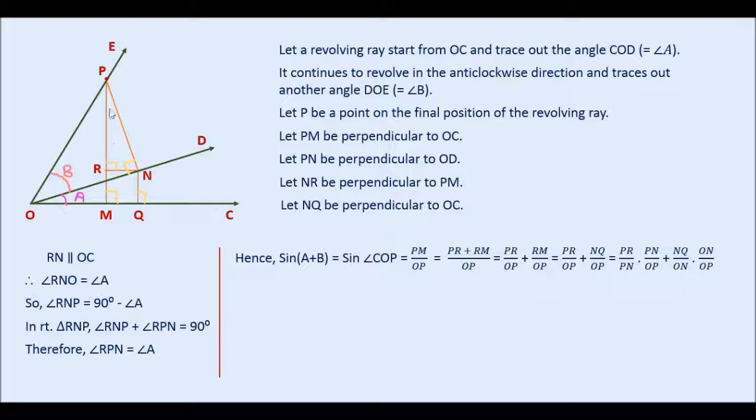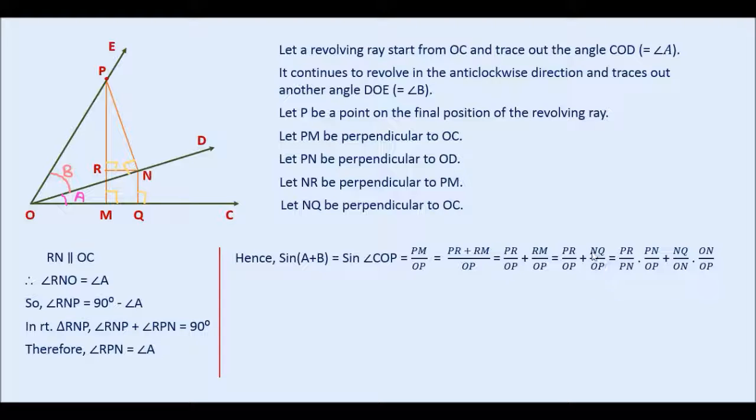So for PR as the numerator, we take PN to be the denominator. PR has been written in the numerator and PN in the denominator. Since we are taking PN in the denominator, we have to take PN in the numerator as well, and we have this OP. So this has to be written as well. So we write PR by OP as PR by PN multiplied by PN by OP.